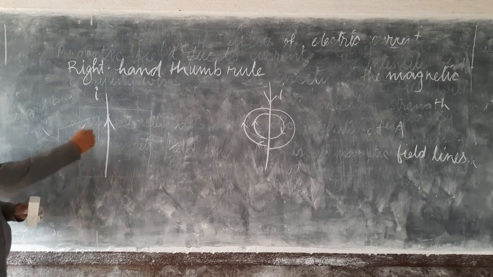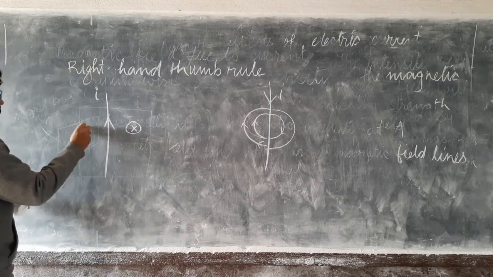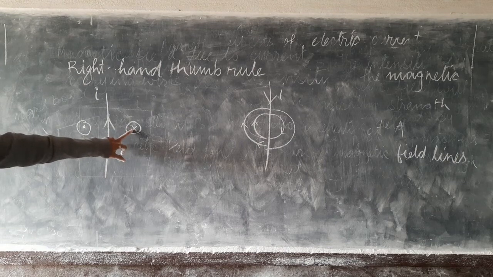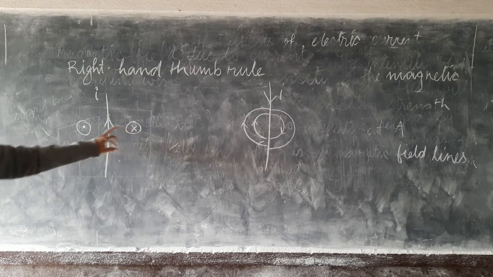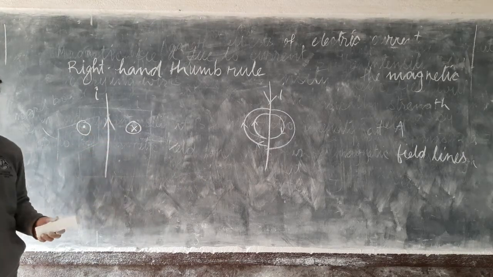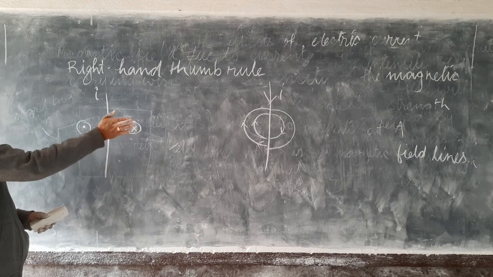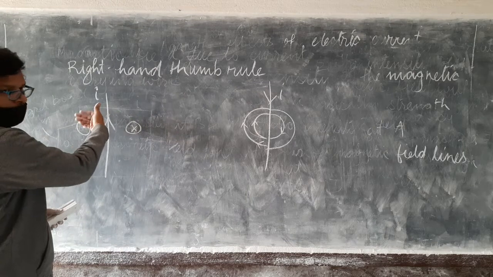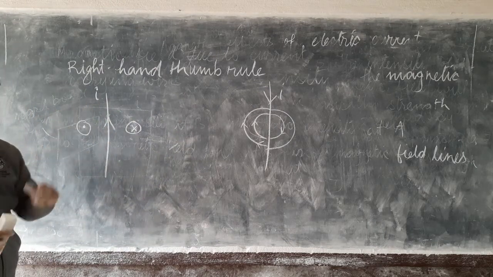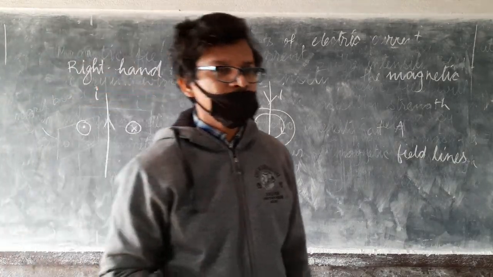So if you put it here and curl, that means in this region it is going inside and in this region it is coming out. Cross means direction is going inside and dot means direction is coming out. So if you put your thumb along the direction of current and curl, you will see that in this region it is going inside and here it is coming out. And at this place, direction of magnetic field will be in this direction. So that is the way you can find the direction of magnetic field by using the right hand thumb rule.